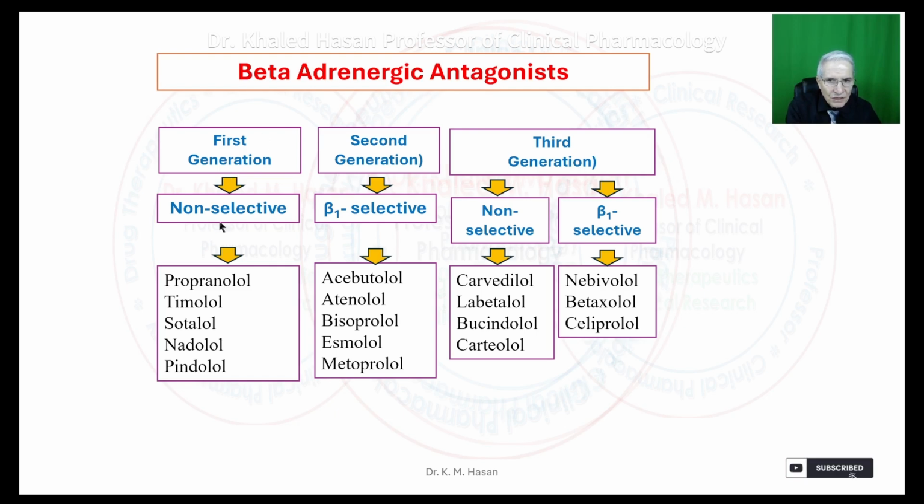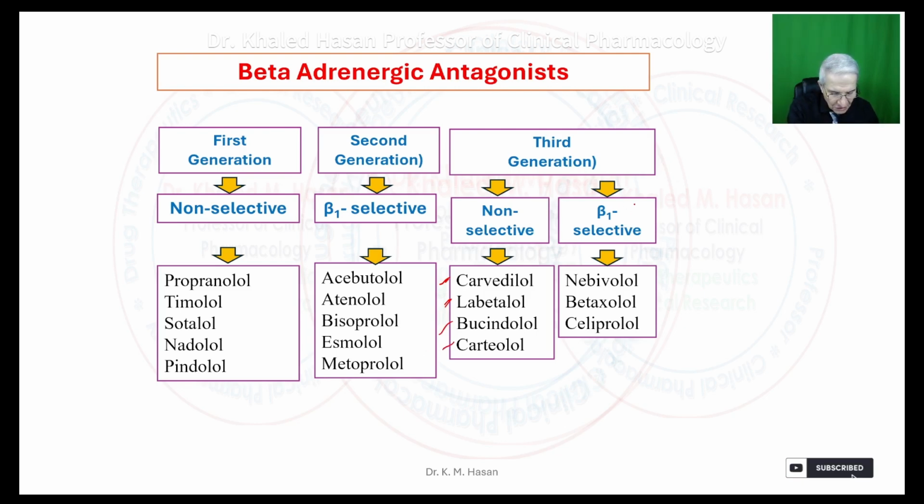So for the first generation, non-selective, we have propranolol, timolol, sotalol, nadolol, and penbutolol. Moving to the second generation, we have beta-1 selective blockers: acebutolol, atenolol, bisoprolol, esmolol, and metoprolol. Okay, third generation, we have two main groups. The first group, non-selective, has carvedilol, labetalol, bucindolol, and then carteolol.